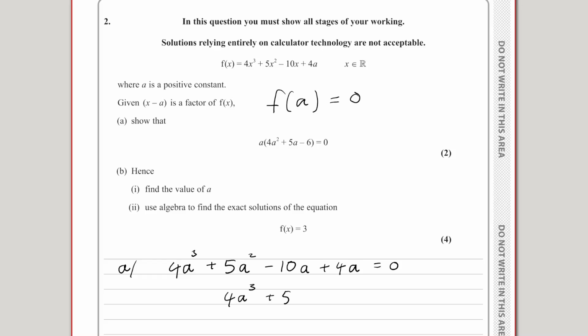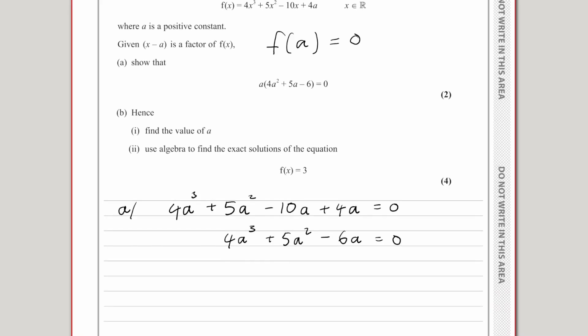4a cubed plus 5a squared minus 6a equals 0. And we can see we just need to factorize out an a to finish this off. So let's take a outside. That's a times (4a squared plus 5a minus 6) equals 0 as requested. Hence, find the value of a. So we're going to solve. So either a equals 0 or 4a squared plus 5a minus 6 is equal to 0.